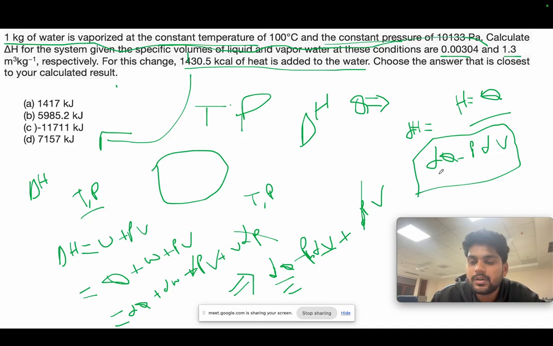So can you try and figure out how much answer it is giving, dq minus PdV? dq is nothing but 1450. I'll also try. So you understand, right, how this formula came? Is it clear for this formula? Hello?